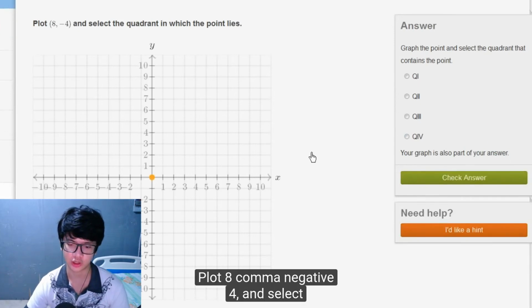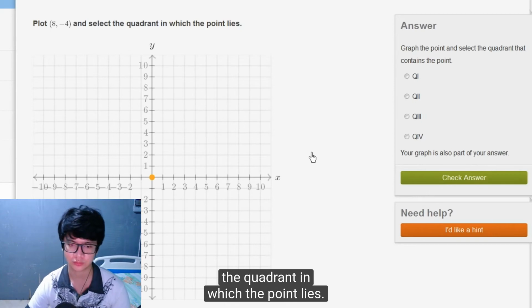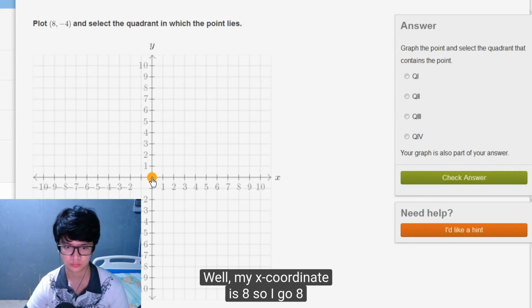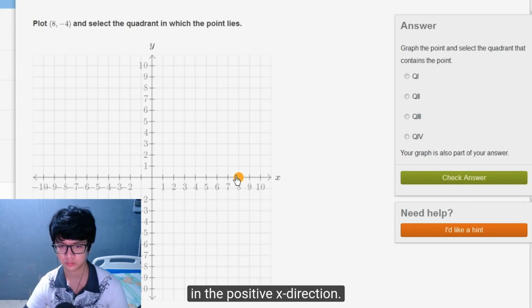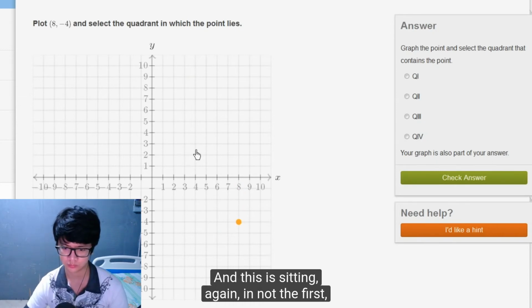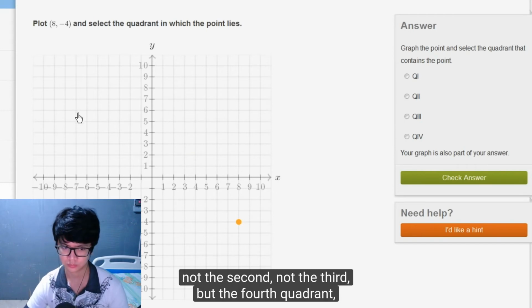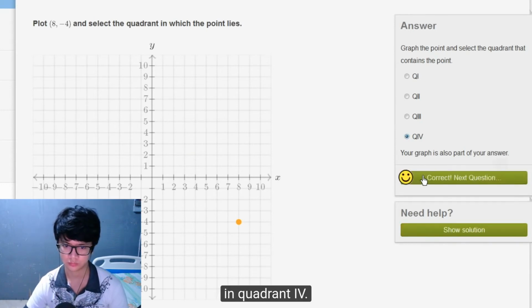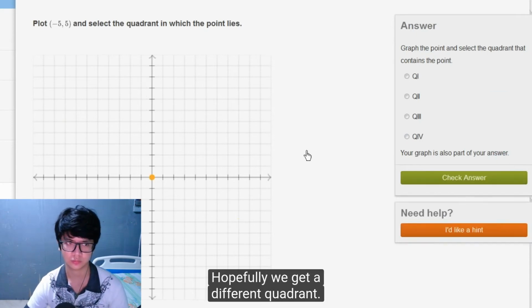Plot 8, negative 4, and select the quadrant in which the point lies. Well, my x coordinate is 8, so I go 8 in the positive x direction. And then my y coordinate is negative 4, so I go 4 down. And this is sitting again in, not the first, not the second, not the third, but the fourth quadrant, in quadrant 4. Let's do one more of these. Hopefully we get a different quadrant.